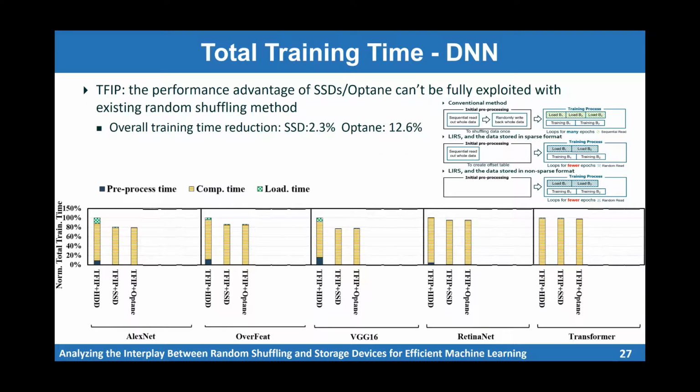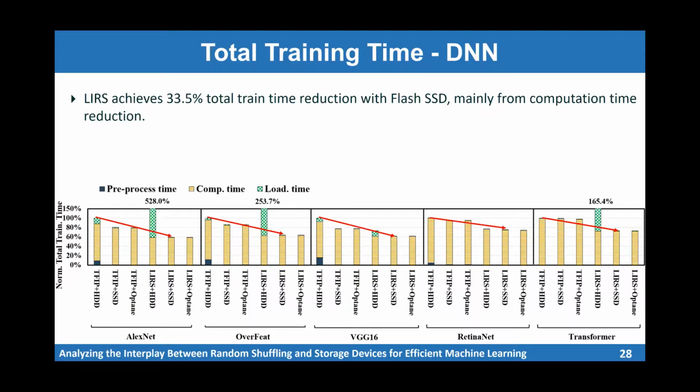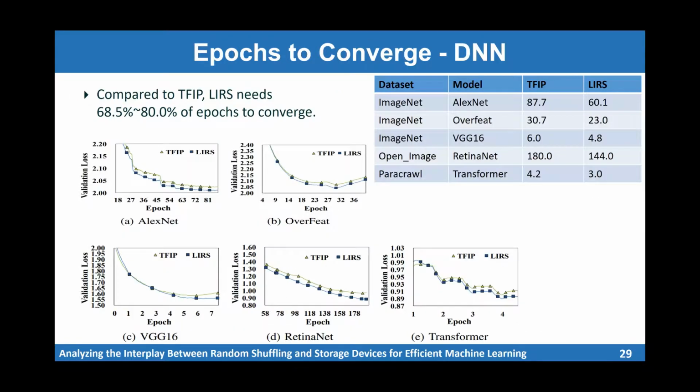The next set of experimental results are for DNN. In the TFIP implementations, the loading time could be overlapped with computation, so adopting SSD does not have a significant performance gain. But with LIRS, we see 33.5% total training time reduction with flash SSD. This gain mainly comes from computation time reduction.